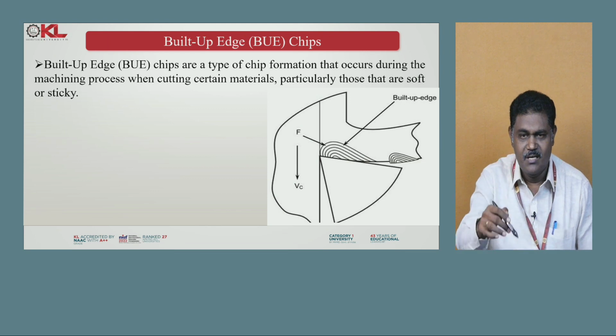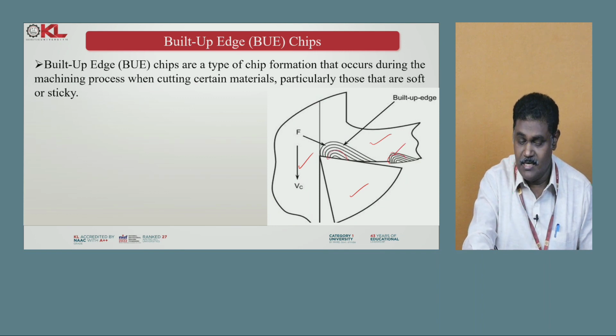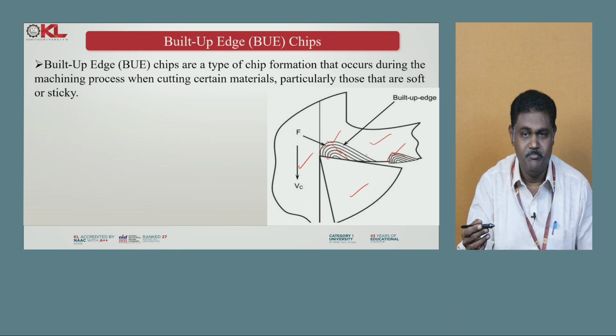Once the material is flowing, see the direction of velocity. Now, this is the chip and this is the tool. So now the chip is forming. Now, you can observe here that edges are forming. Here also edges are forming like this. So, these are called a built up edge.